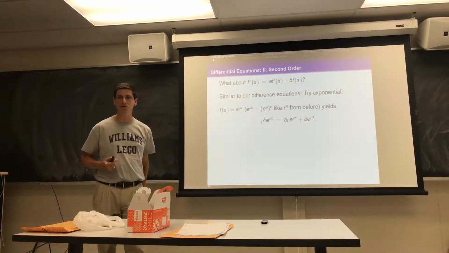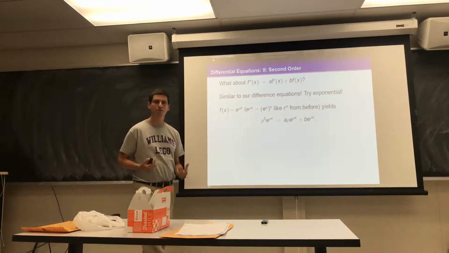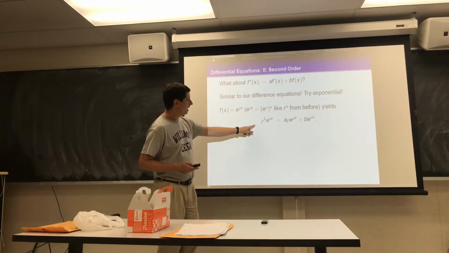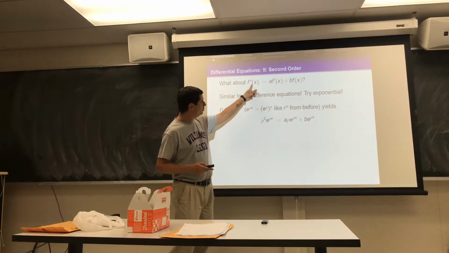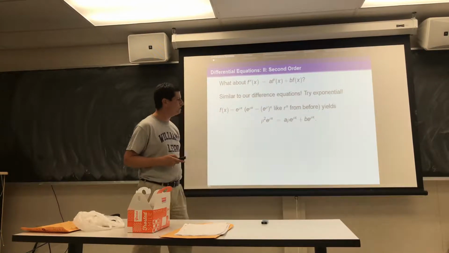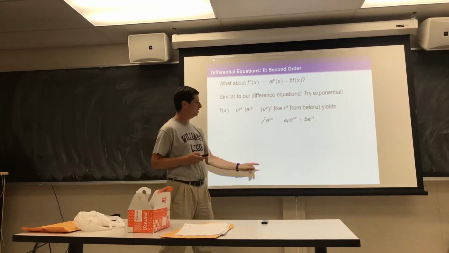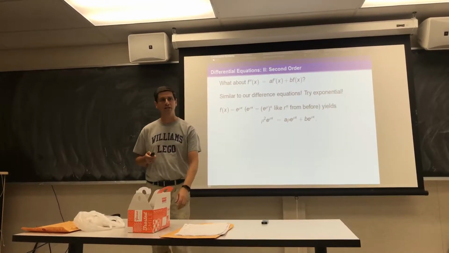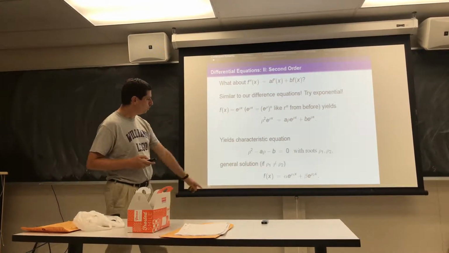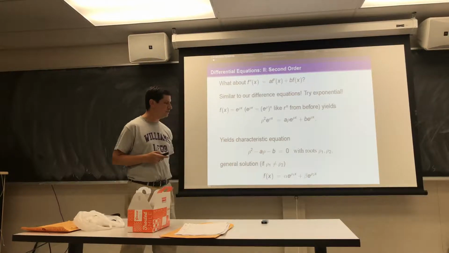You always want to work base e. You always want to do logarithms base e. And so if we now plug in two derivatives and one derivative, we get rho squared e to the rho x plus a rho e to the rho x plus b e to the rho x. Well, the e to the rho x is never 0, so I can cancel it. And we get rho squared minus a rho minus b equals 0.